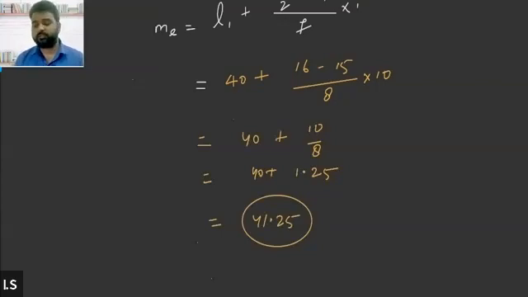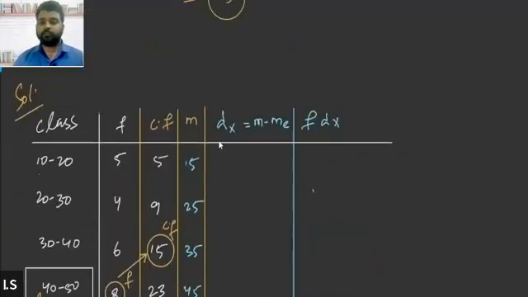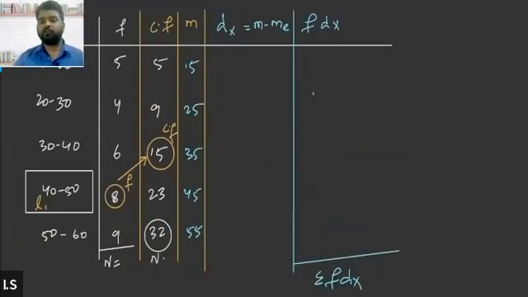Tell me, Alexander, is this clear to you? Yes, sir. Okay. Now, as we got the median value, 41.25, we will be able to find out the dx, yes or no? Yes. So 15 minus 41.25, you will be able to calculate it now? Okay, yes, sir.